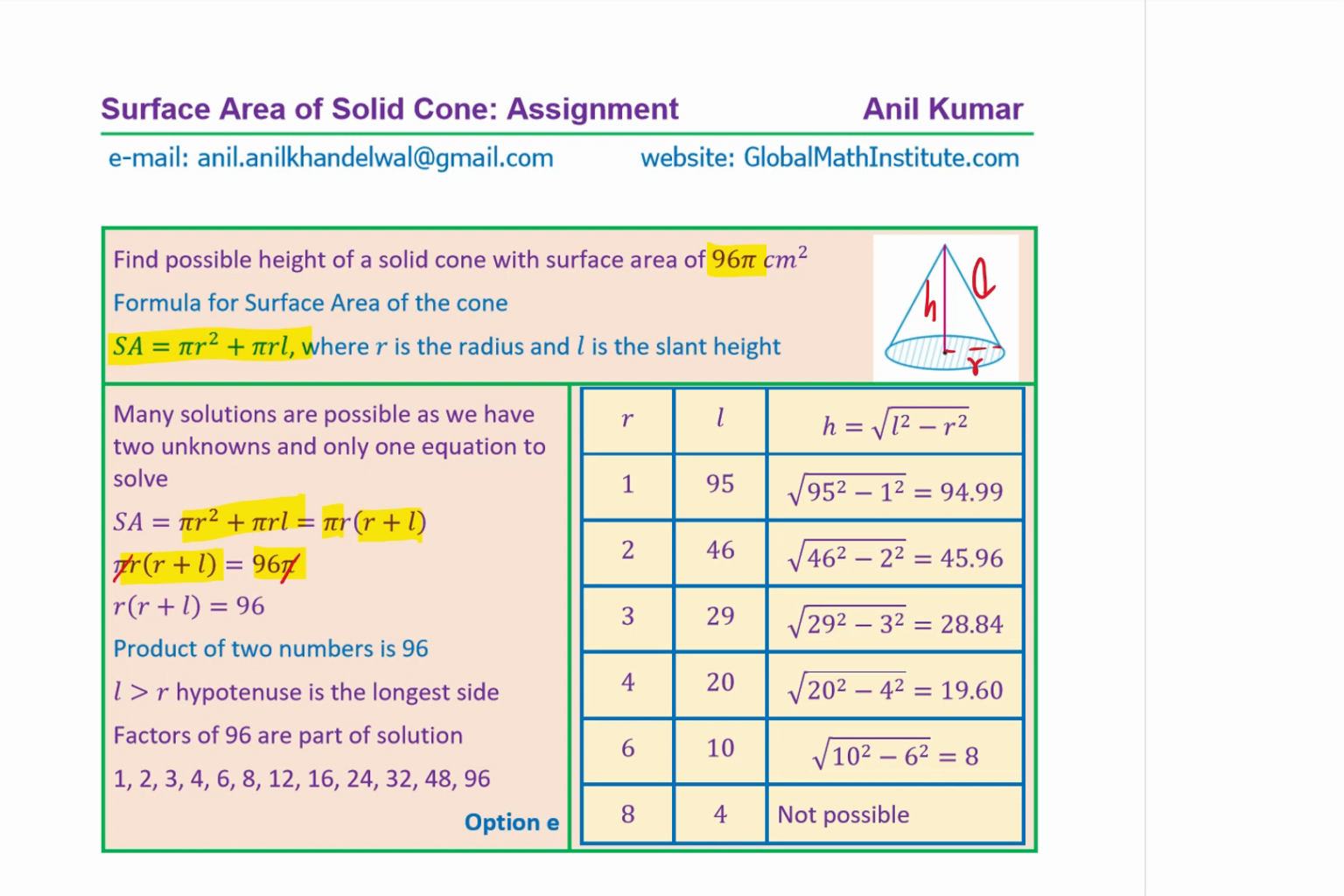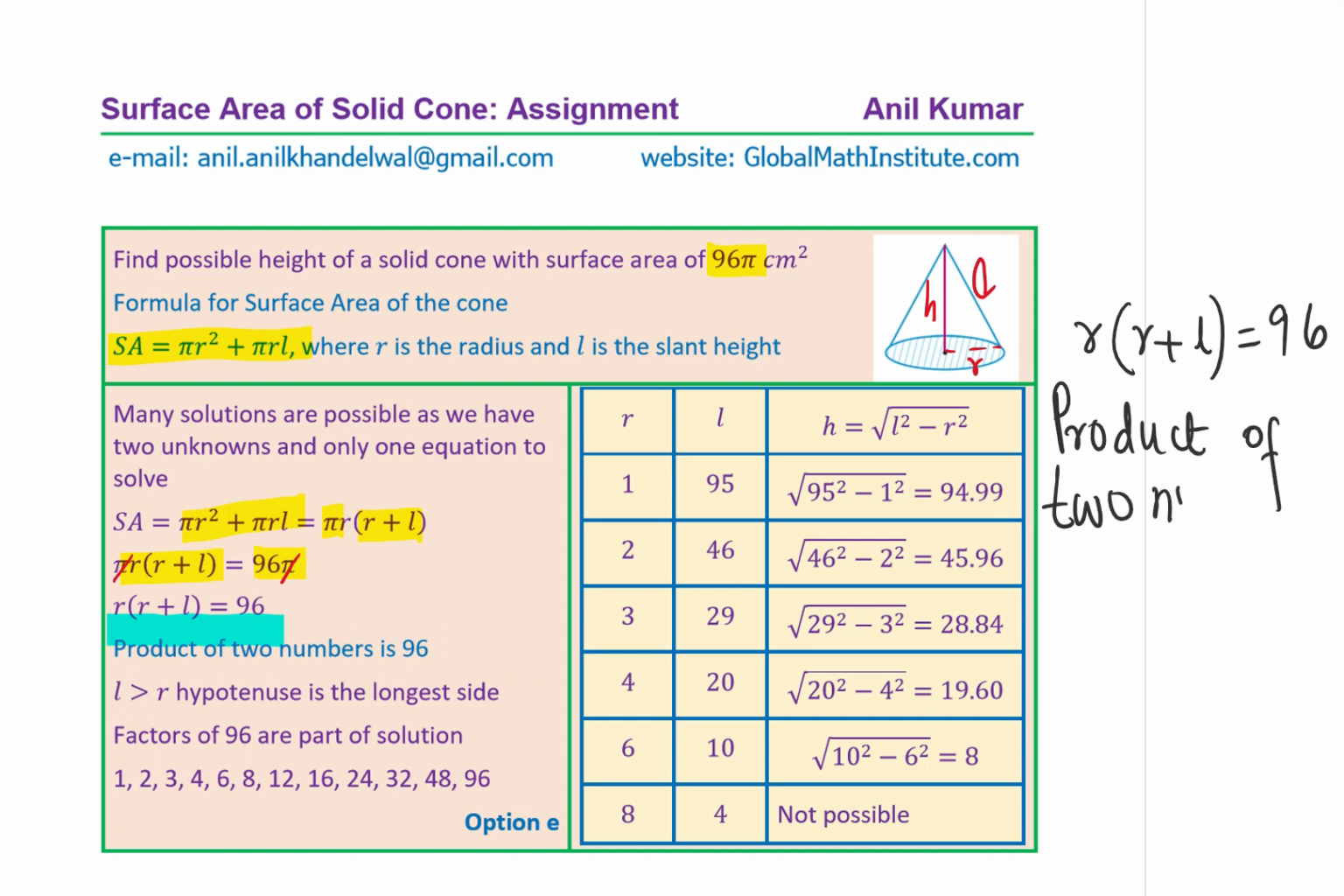Now this is a very important equation, and that should help us find the right solution, correct? So we have an equation here which is r times r plus L is equal to 96. What does this really mean? It really means we're looking for product of two numbers to be 96, right? So that means product of two numbers equals 96, correct? So now we are looking for a combination of two numbers which could give us 96, right? That is what we're looking for.